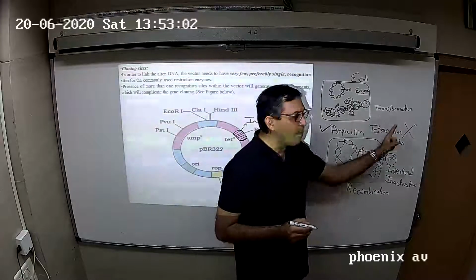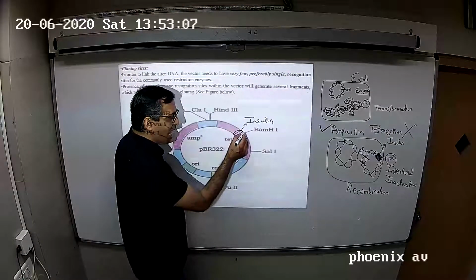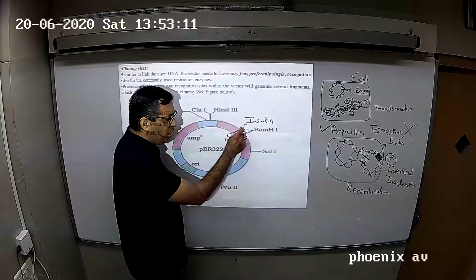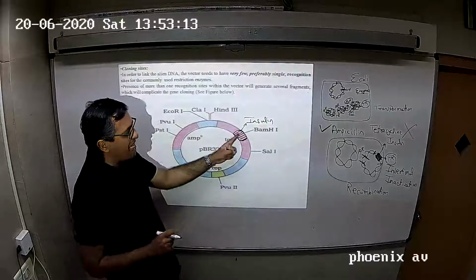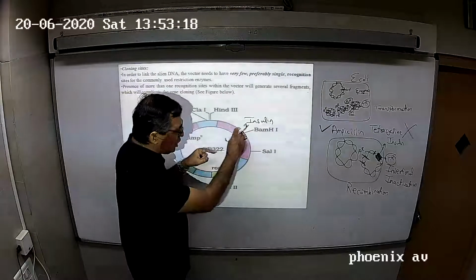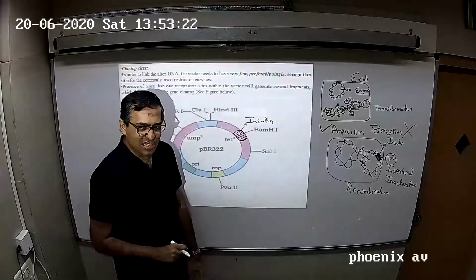So this transformation was successful. Then when we use BamH1 enzyme, cut the tetracycline resistance gene and put the gene of insulin, we have now caused insertional inactivation of the tetracycline resistance gene.